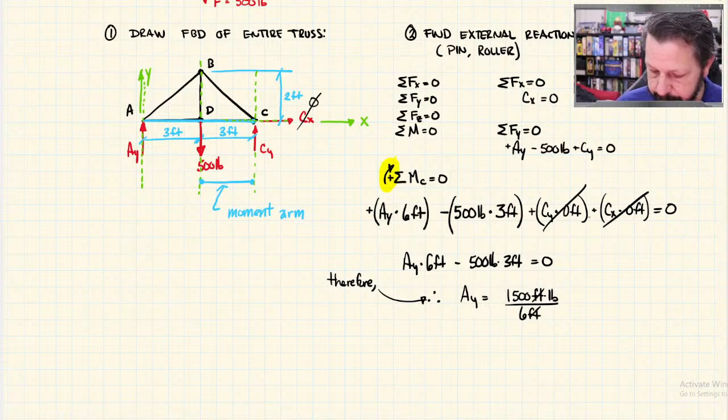So the feet cancel out, and I actually have my calculator this time, so I can get a number easier. If I can get it to come on. 1,500 divided by 6. Whoops. 250 pounds.